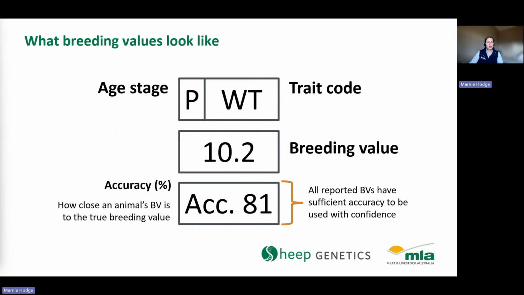And then we also report an accuracy. So the accuracy, I guess, shows us how close that estimated breeding value is to the animal's true breeding value. So a high accuracy will indicate that there's more information being utilised in the calculation of that individual animal's breeding value. So it just reflects how much information is actually being used in the analysis.